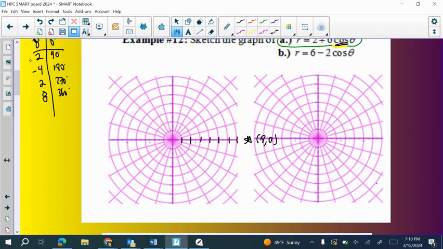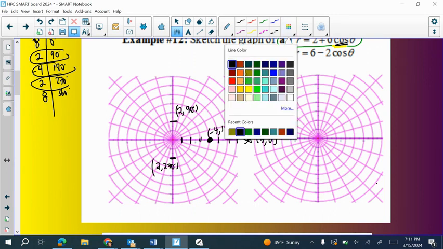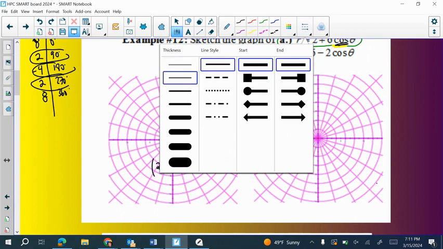Now, the next thing I'm getting is 2, 90, just right there. And then next I need to get negative 4, 180. Well, remember, 180 is way over here, but a negative radius puts it back here. So 1, 2, 3, 4 right there. So there's negative 4, 180 degrees. And then we're back to 2, 270, which is right there. And we get to 360, which is our first starting point. Remember, we go counterclockwise.